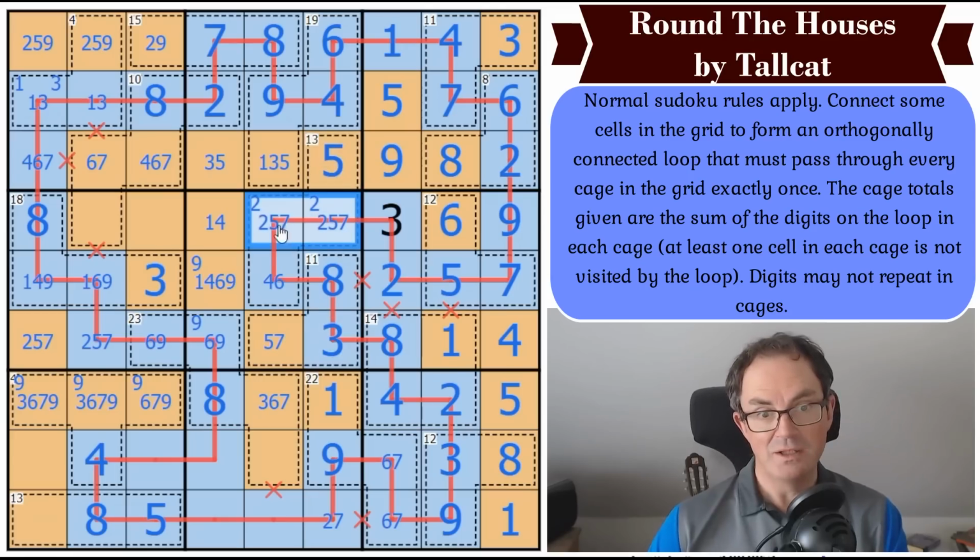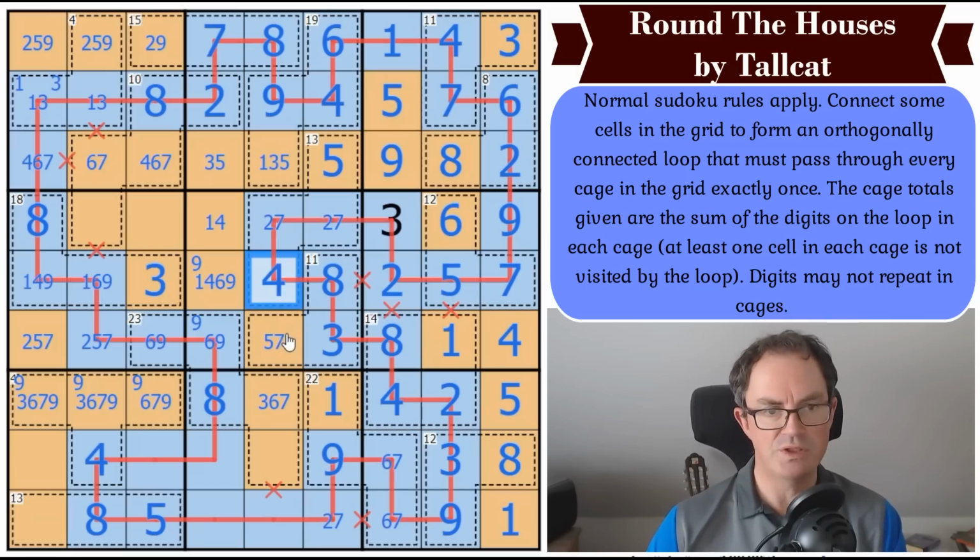That is helpful because now I can't put 5 in this domino. So this becomes 2, 7. That means it needs a 4 in order to add up to 13. That 4 is lovely. That gets me a 1, 4 pair in this box and a 6, 9 pair.